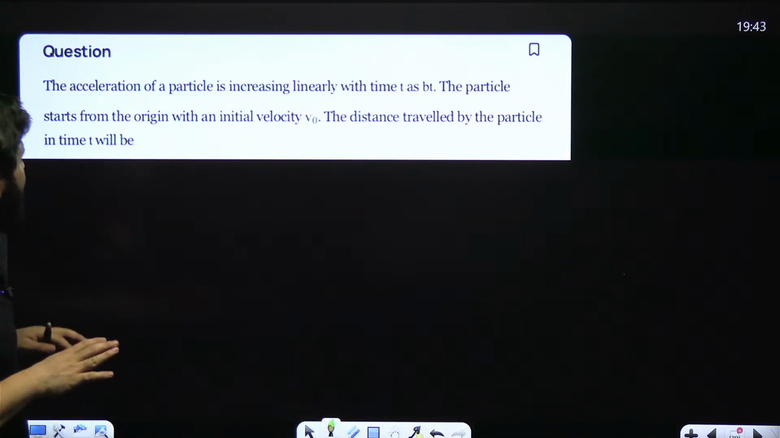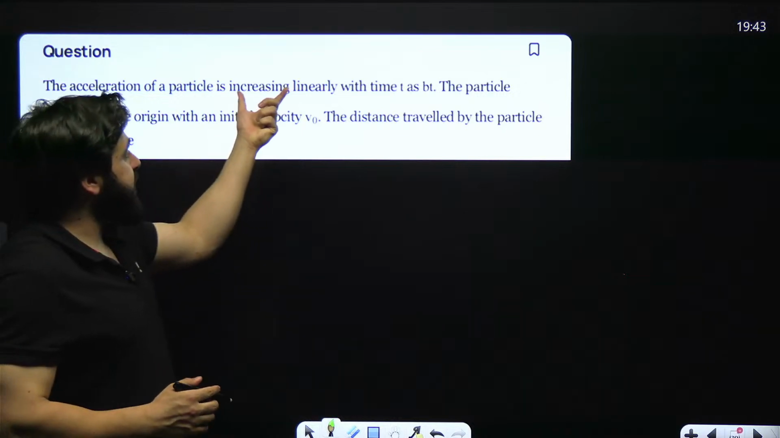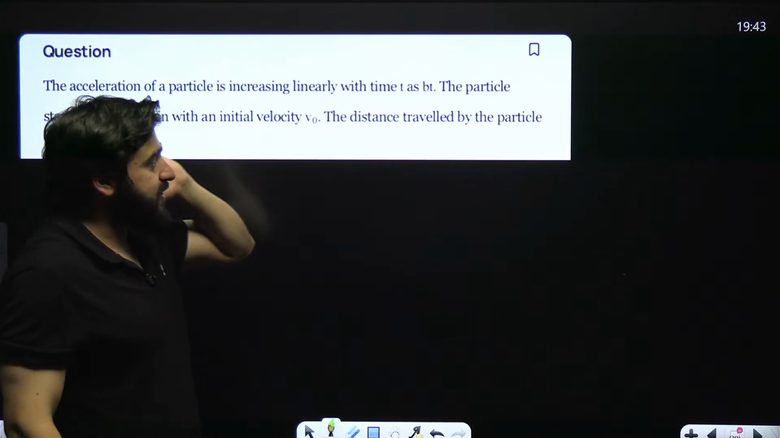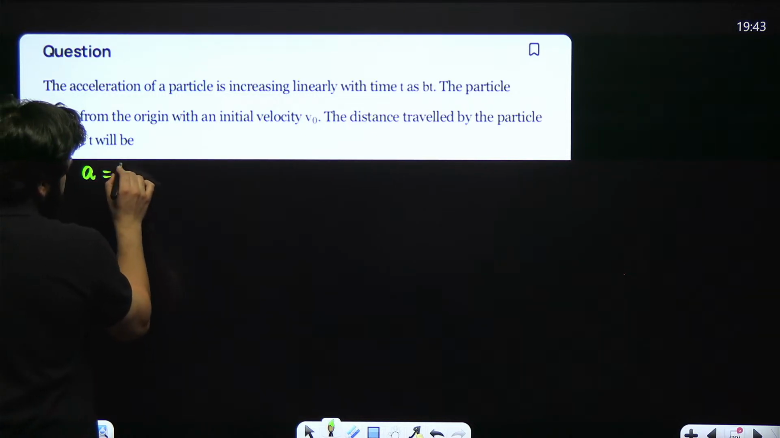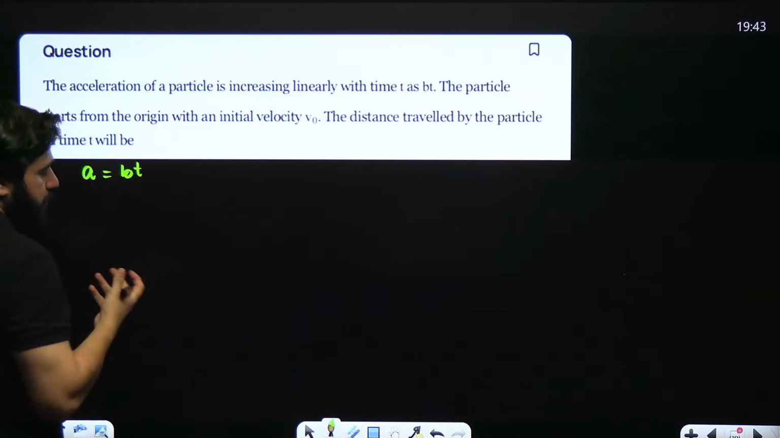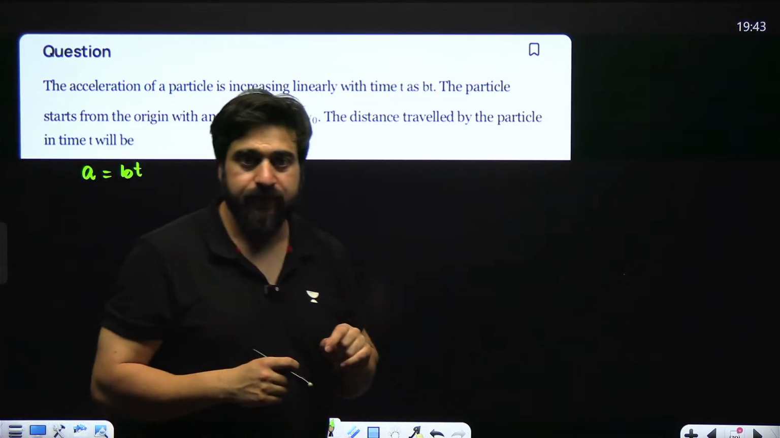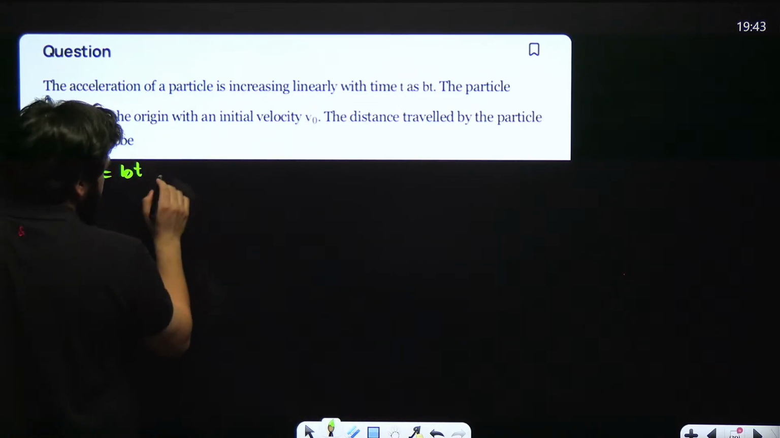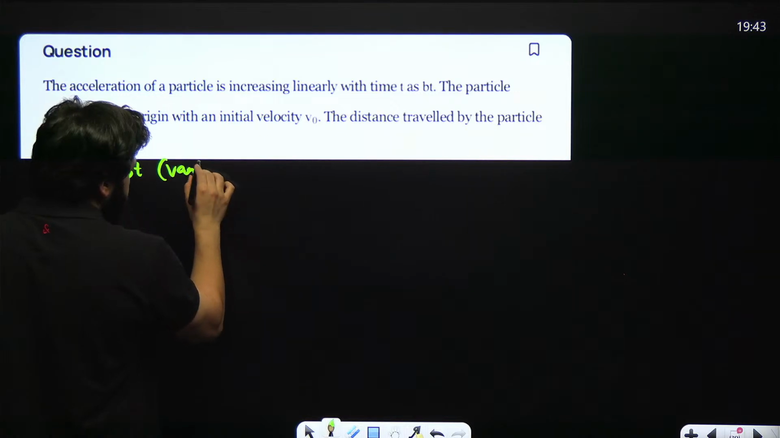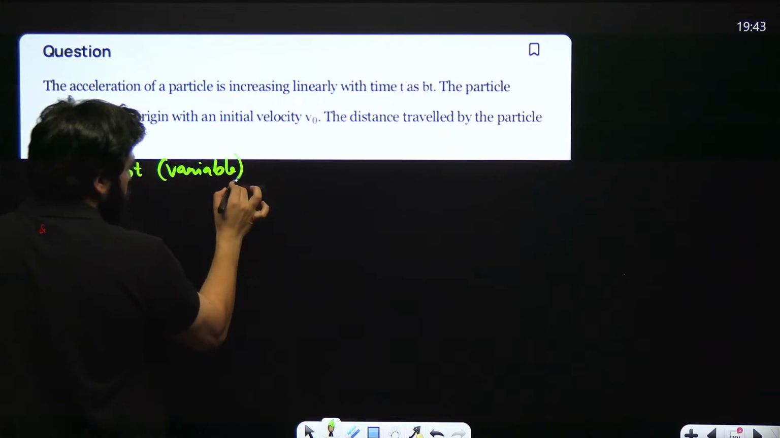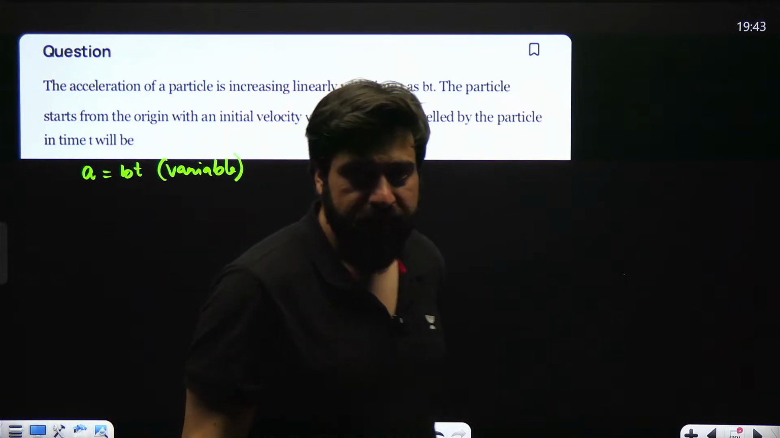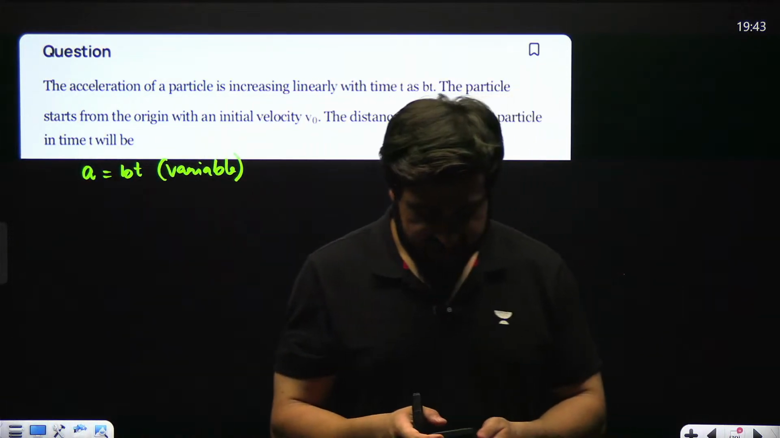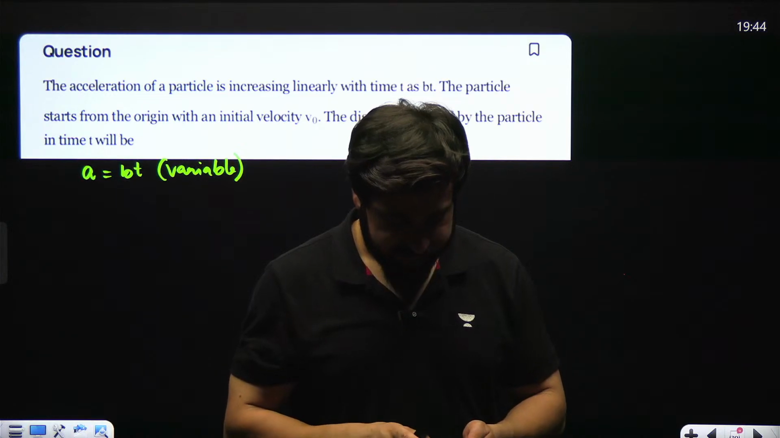See, the acceleration of a particle is increasing linearly with time as bt. They are saying that acceleration is given as bt. There is a particle, its acceleration is bt. And this acceleration is variable. It is not constant.